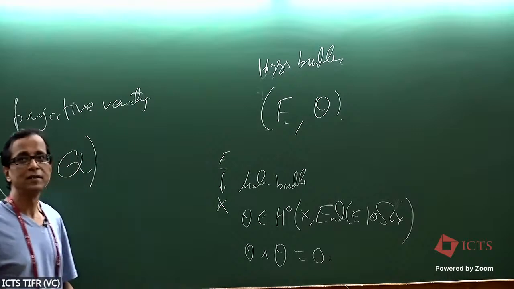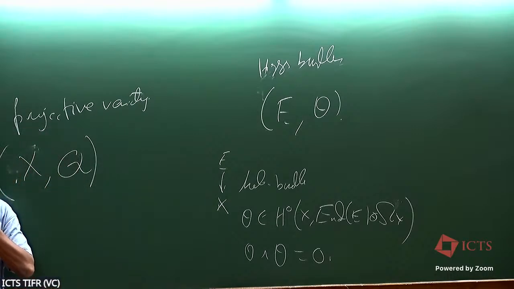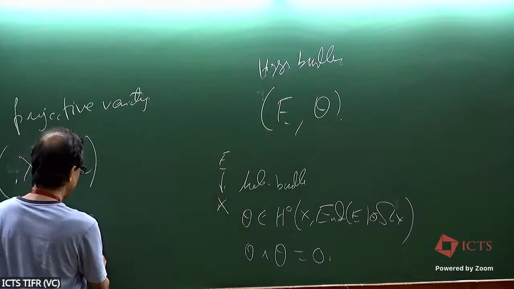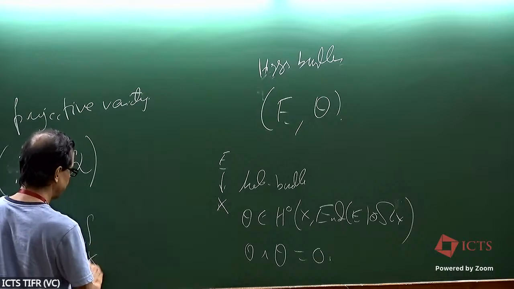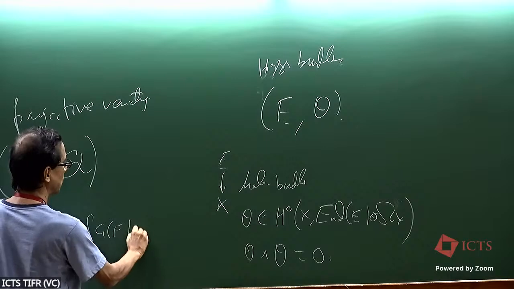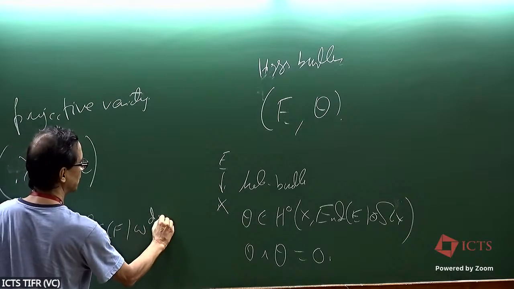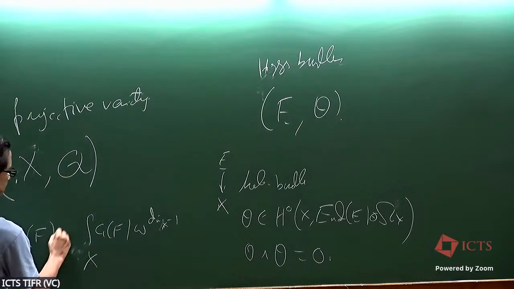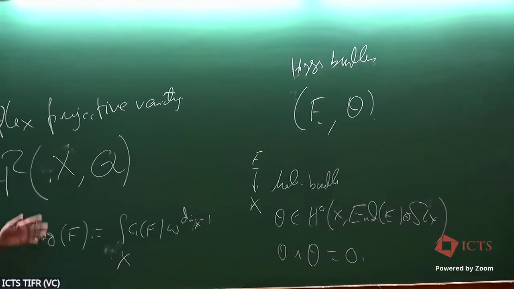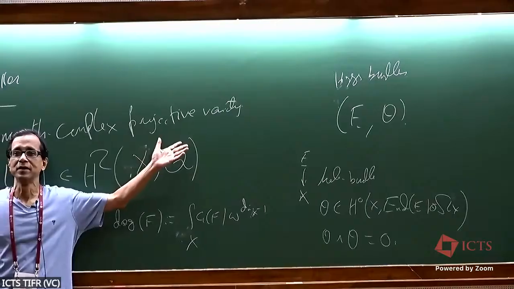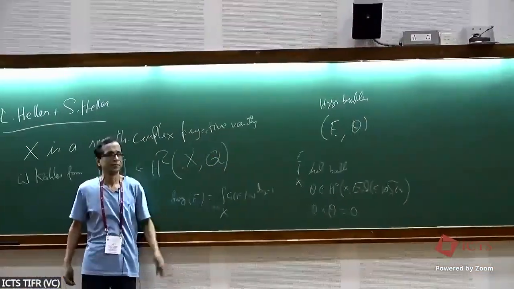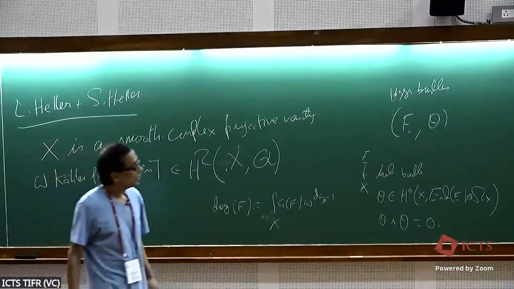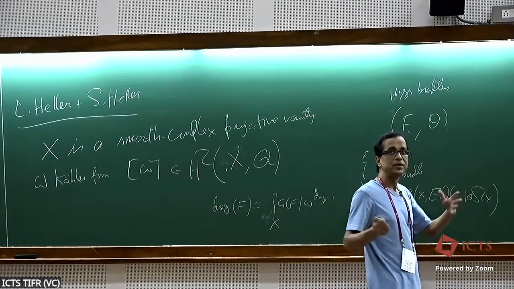There is some stability condition, semi-stability condition, which I will not recall. Just to say that you can define the degree of a sheaf F by integral over X of c1(F) times omega to the power dimension of X minus 1. So this is the degree of a sheaf. Now semi-stability means degree by rank of any subsheaf is less than or equal to degree by rank of the total sheaf. That's the semi-stability condition, and strict inequality is the stability condition. And polystable means direct sum of stables.